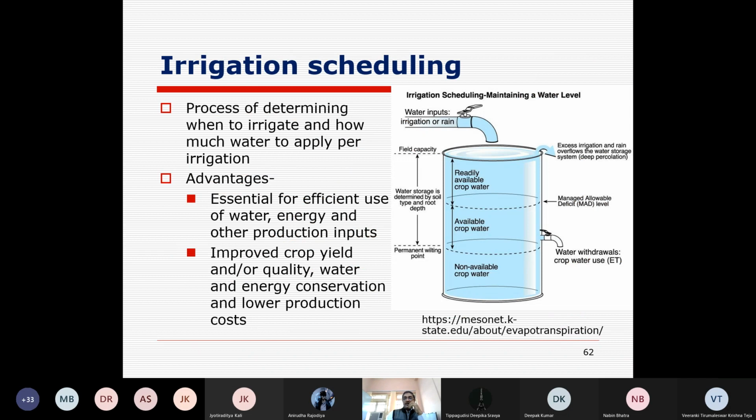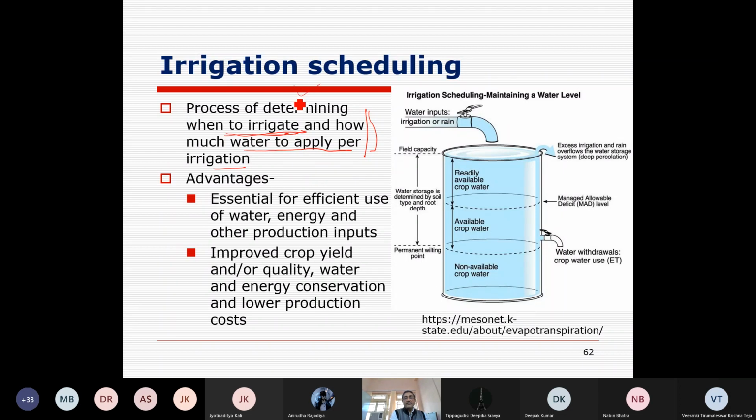Now, once we know that, then we need to think about irrigation scheduling. So what is irrigation scheduling? It's a process of determining when to irrigate, which I started from the beginning, and how much water to apply per irrigation. That you have almost learned, but it is now getting a structured form. You are learning it as structured knowledge.